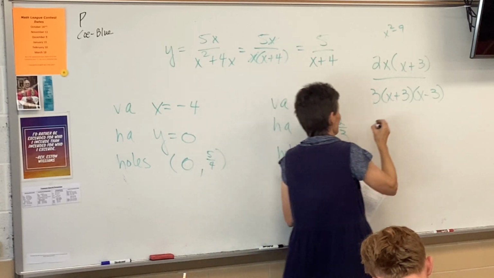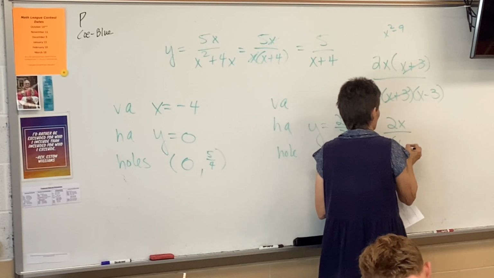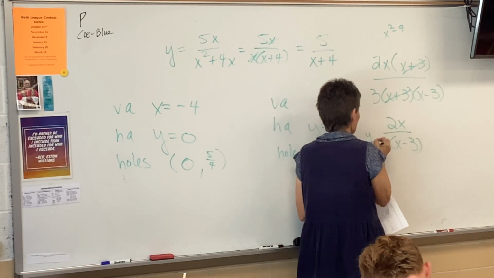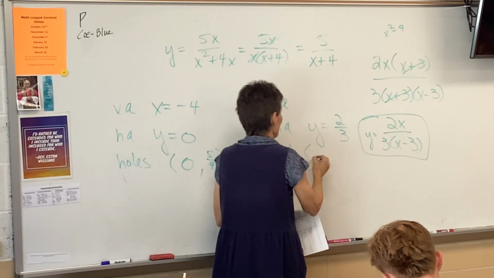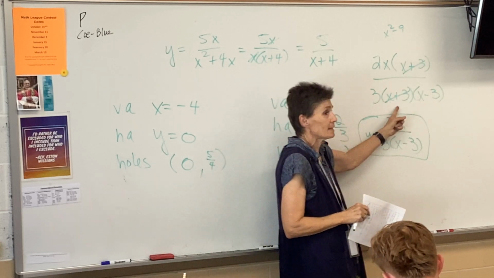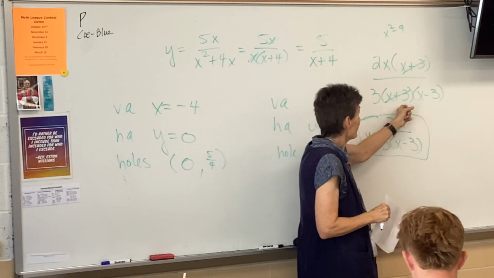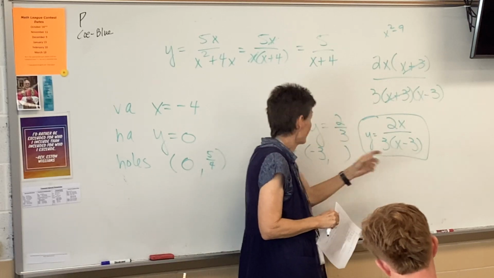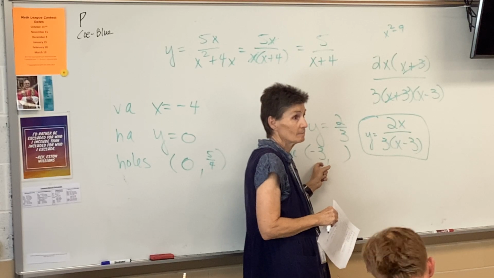We're going to cancel again. This is what's left, right here. Because I canceled, I know I'm gonna have a hole, and the hole is gonna be at the factor that canceled out. So since x plus 3 canceled out, my hole will be where x is -3.